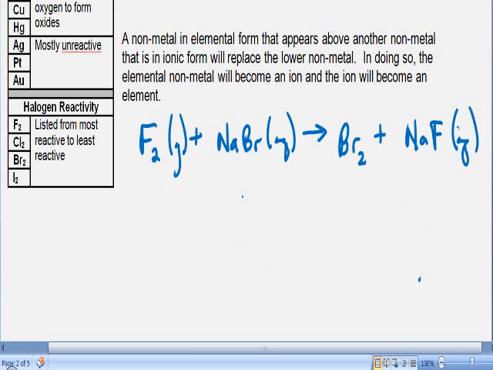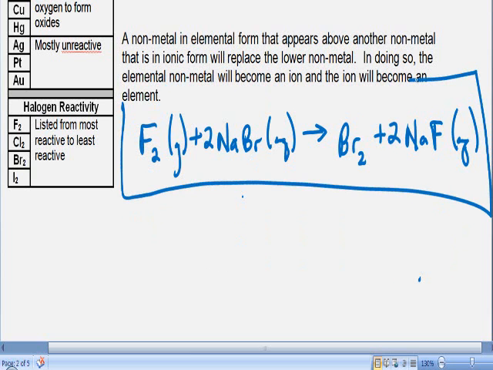Now to balance our equation, we need to put a 2 in front of the sodium bromide and a 2 in front of the sodium fluoride, and this would be an example of a single replacement reaction where the element is a nonmetal and it replaces a nonmetal in a compound.